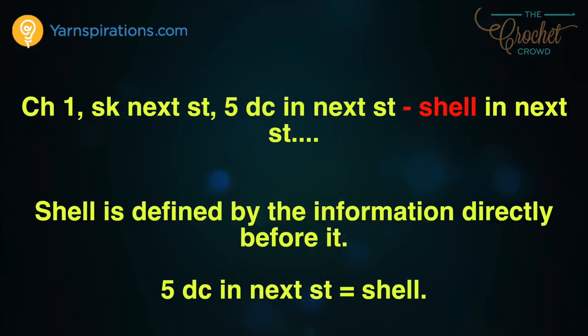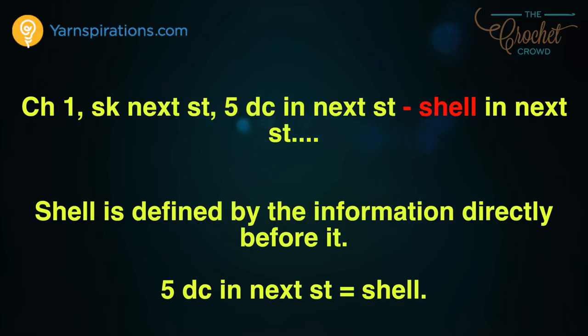Chain 1, skip next stitch, 5 double crochet in the next stitch, slash shell in the next stitch. So what we've now learned is that the word shell with the slash means that 5 double crochets in the next stitch equals a shell. So the next time that we run into this in the pattern below, whenever it uses the word shell, we know that it's going to be 5 double crochets into the next stitch.